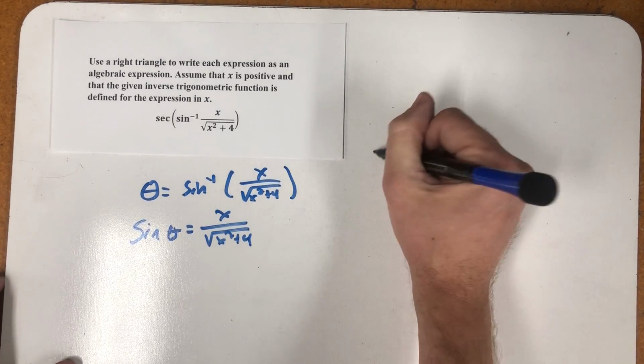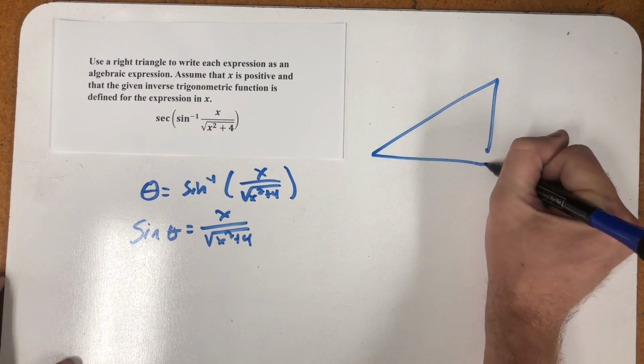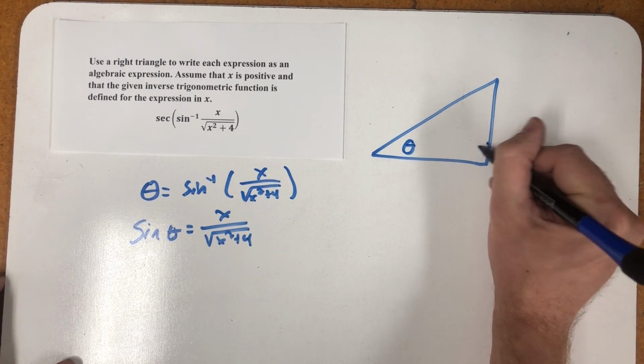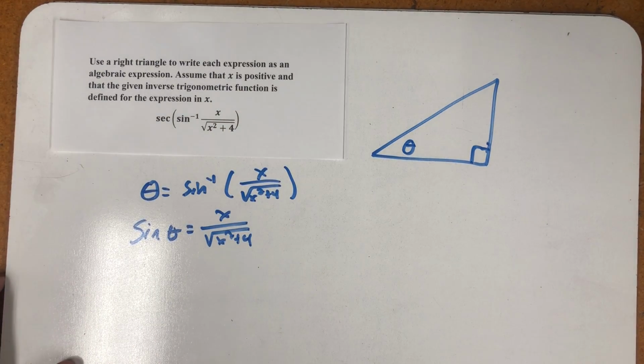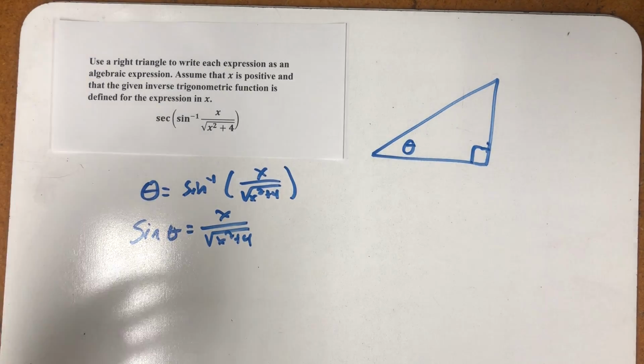Theta is a first quadrant angle. I can draw a right triangle to represent it, and I'm feeling very good about what to do, assuming I know what I meant when I said an algebraic expression. When we say an algebraic expression, we just mean something that involves variables, addition, subtraction, multiplication, division, raising to powers and taking roots, and not the trigonometric functions. So we're just going to get an expression in x.